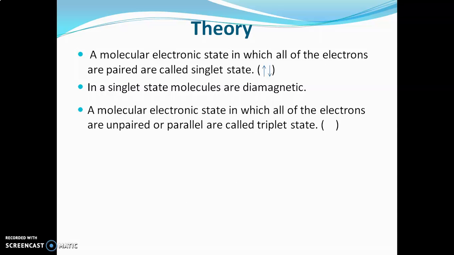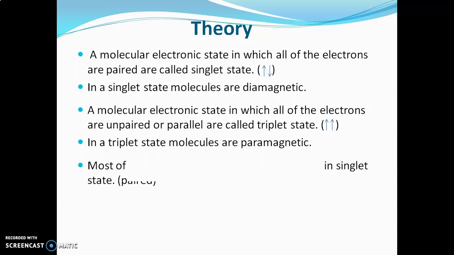Second point is a molecular electronic state in which all electrons are unpaired or parallel. It is called as triplet state. Here in triplet state, the spin of electron is parallel or unpaired. In triplet state, the molecules are paramagnetic in nature. Due to unpaired or same spin, the magnetic moments of both electrons get combined and they behave like tiny magnet, and that's why the molecules behave like paramagnetic substance.